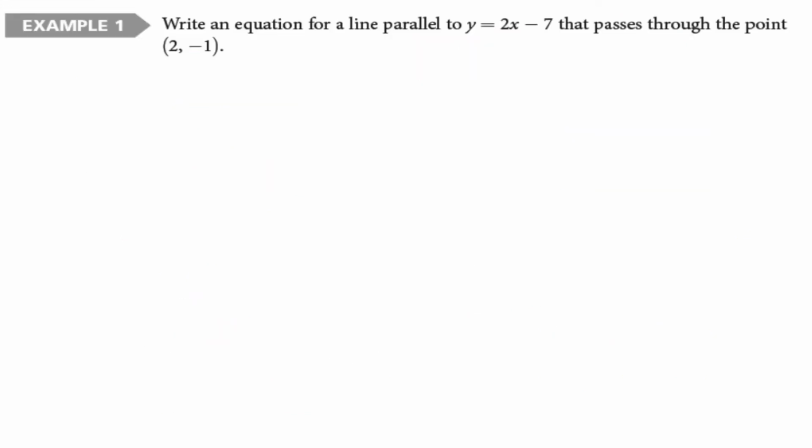Let's practice one more example. Write an equation of a line parallel to the line y equals 2x minus 7, passing through the point 2 and negative 1.